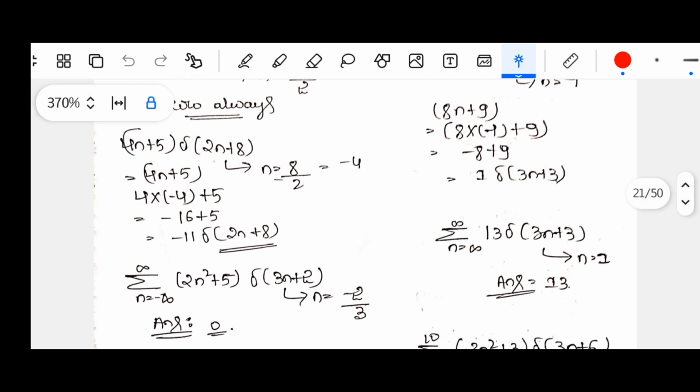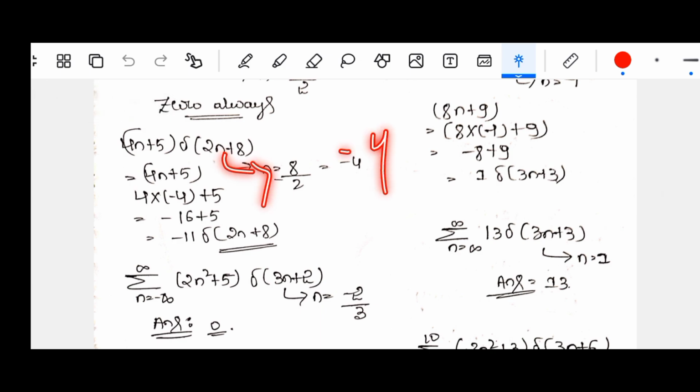Next, 4n plus 5 delta of 2n plus 8. First find out the location. It will be minus 4. 4n plus 5. Substitute at n place minus 4. You will get minus 16 plus 5. Therefore the value will be minus 11. Minus 11 into delta of 2n plus 8.